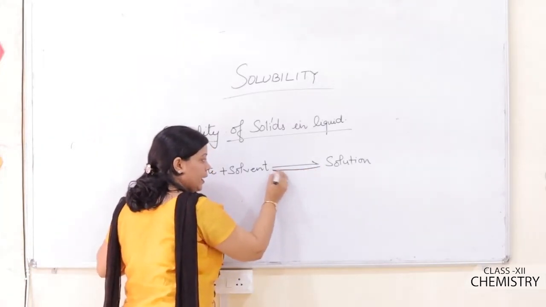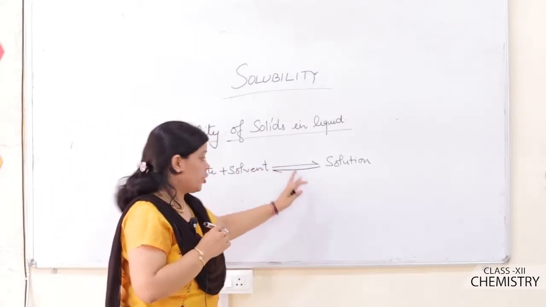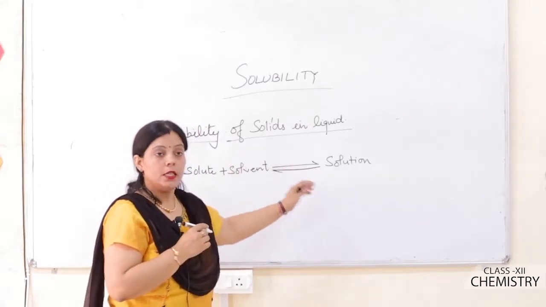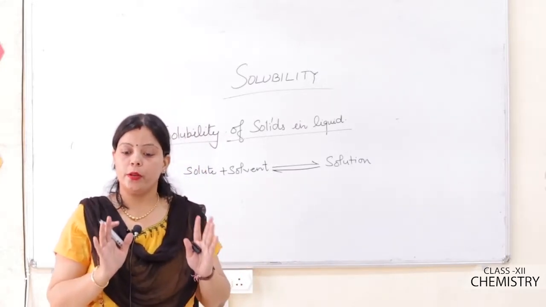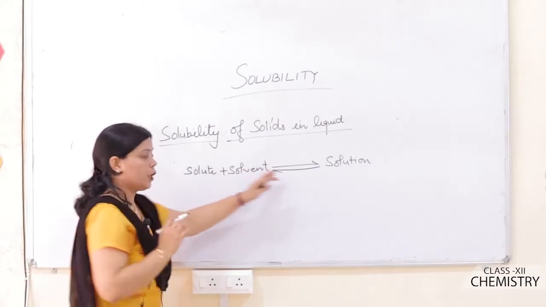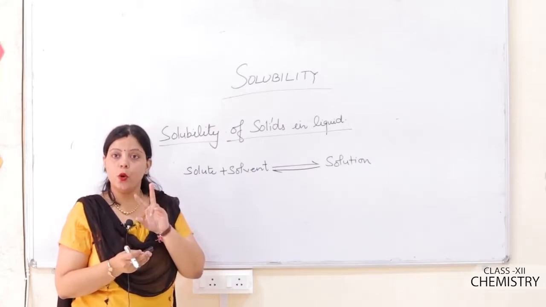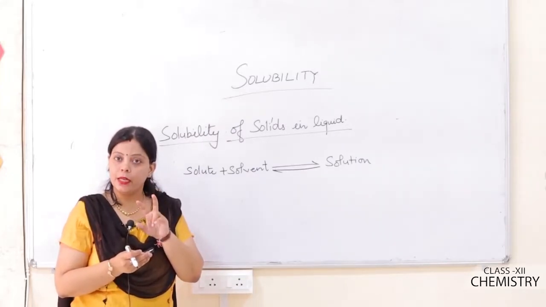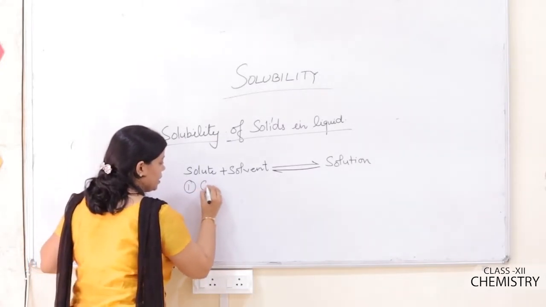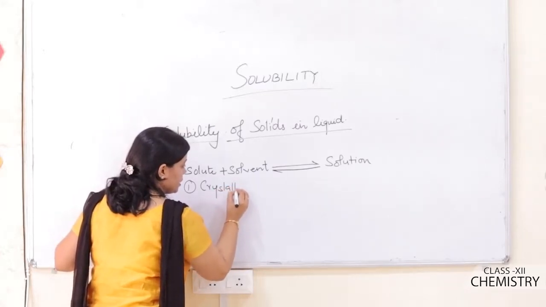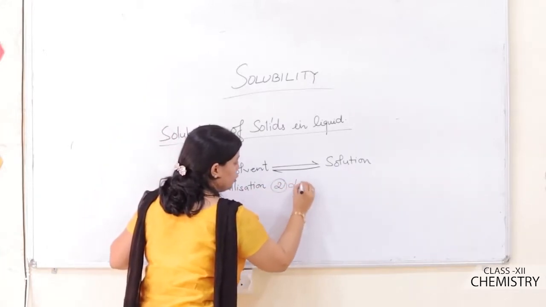At this stage an equilibrium is established, and this equilibrium shows that at this state the concentration of the solute remains constant. It means this is how the equilibrium is established. Generally at this equilibrium state, two opposite processes take place simultaneously with the same speed, and these two processes are, first, the crystallization, and second, the dissolution.